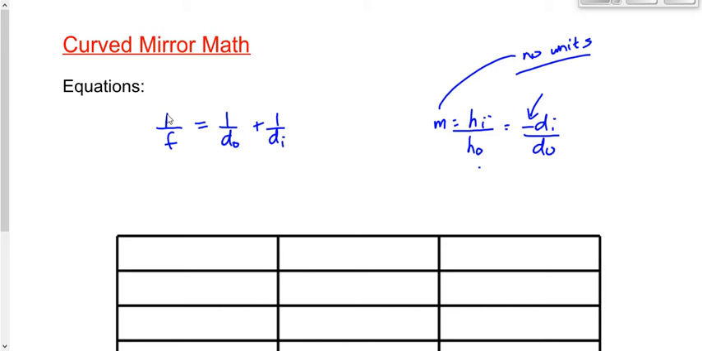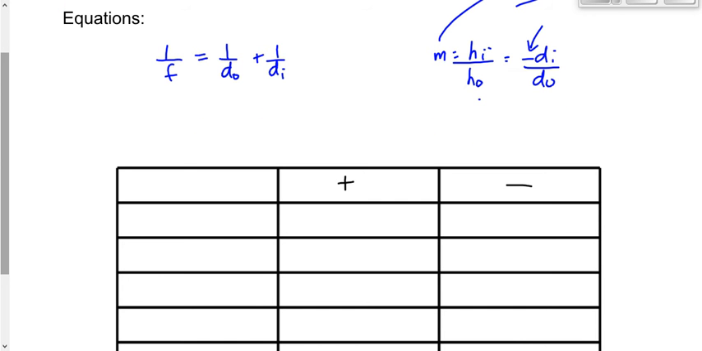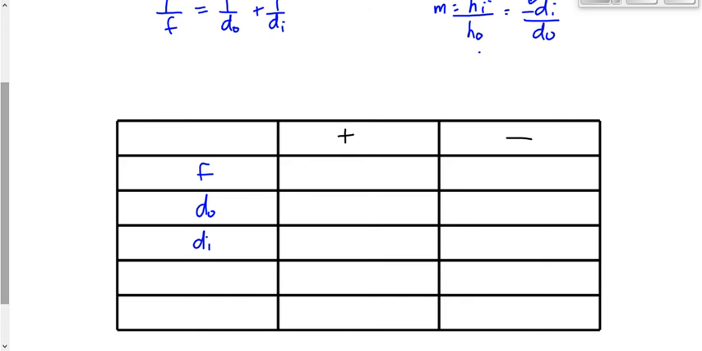Let's talk about those sign conventions for a second. Positive and negative. When are f, dO, and dI going to be positive values? What's the word that goes with f, dO, and dI when we're talking about positive? Yep, real. If f is real, then it's going to be a positive focal point. If dO is real, the object is real, then it's going to be a positive dO. If the image is real, it's going to be a positive dI.